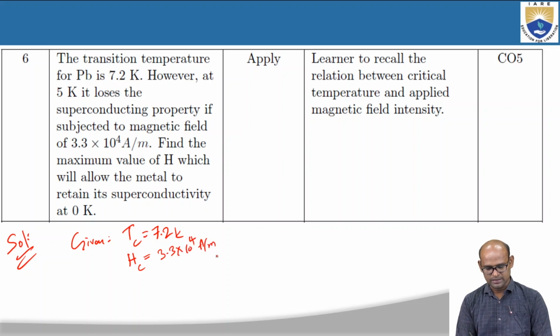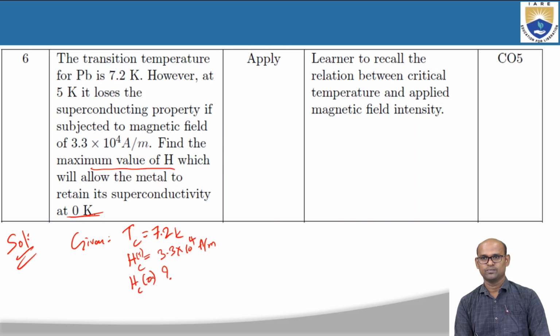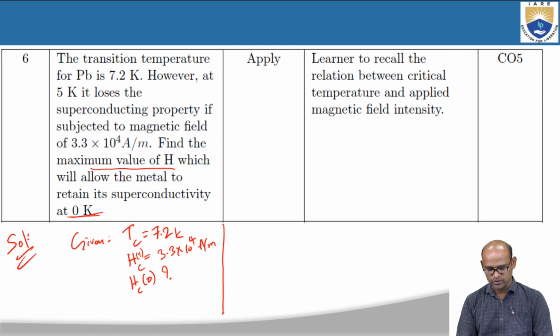So we need to calculate the value of H at 0 Kelvin. So Hc naught we have to calculate. This is Hc of T. We do not know the maximum value of H, which will allow the metal to retain its superconductivity at 0 Kelvin, Hc of 0 or H naught. You can say it is H naught or Hc of 0. So we need to calculate that.